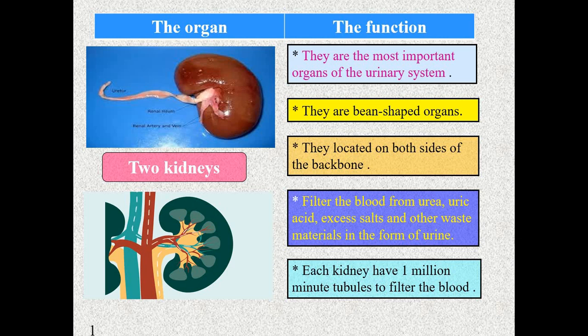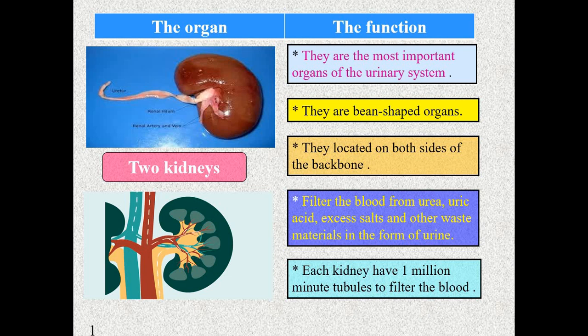Again, we said that the urinary system consists of 2 kidneys, 2 ureters, a urinary bladder, and a urethra. The most important organ of the urinary system is the two kidneys. The two kidneys are bean-shaped organs located on both sides of the backbone.